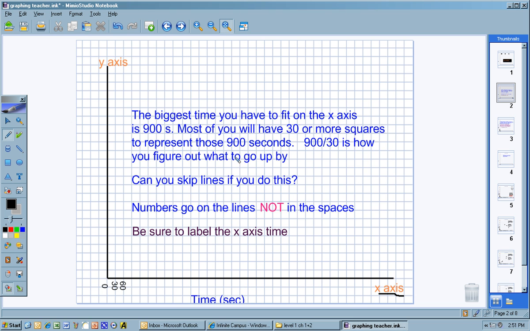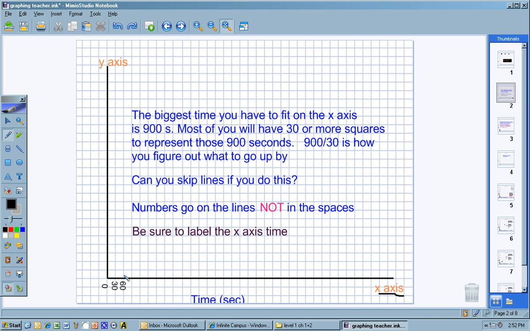If for some reason your biggest number is significantly bigger than 900 seconds, you might have to go up by 60s, but that would just be by one data point, so on second thought, just go up to 900. So if you're going up by 30s, it'd be 0, 30, 60, then here it'd be 90. I don't think I can make a 90. Nope, I can't. So let's see, do I have an eraser? Nope. Okay. Oh, I know. There. So 30, 60, 90.